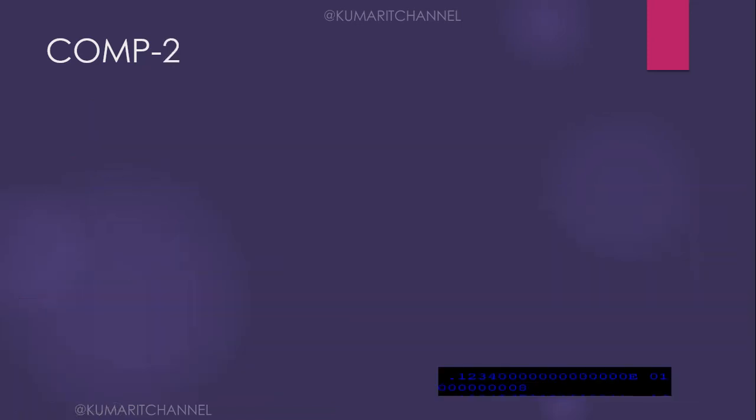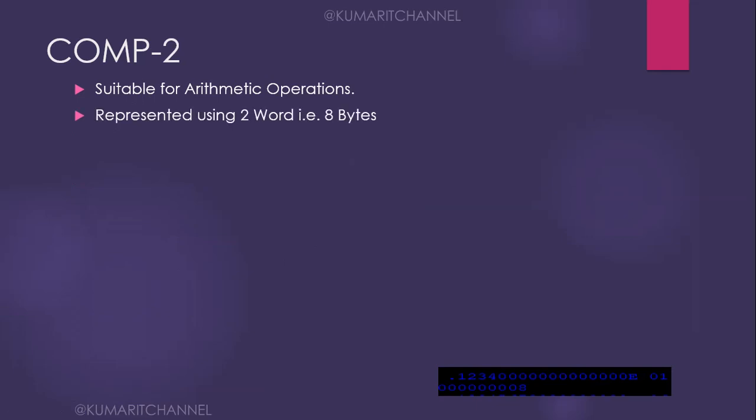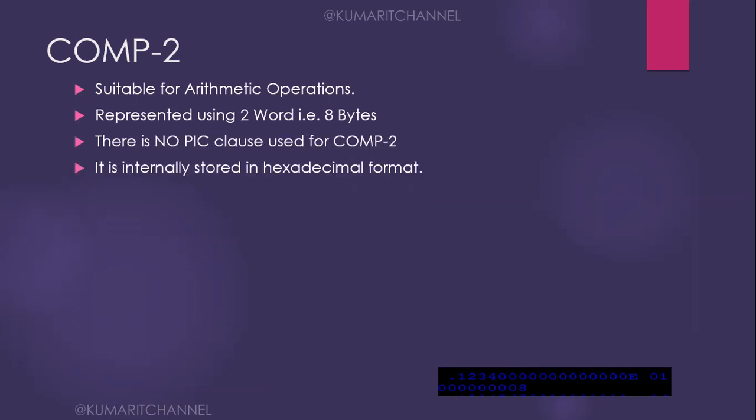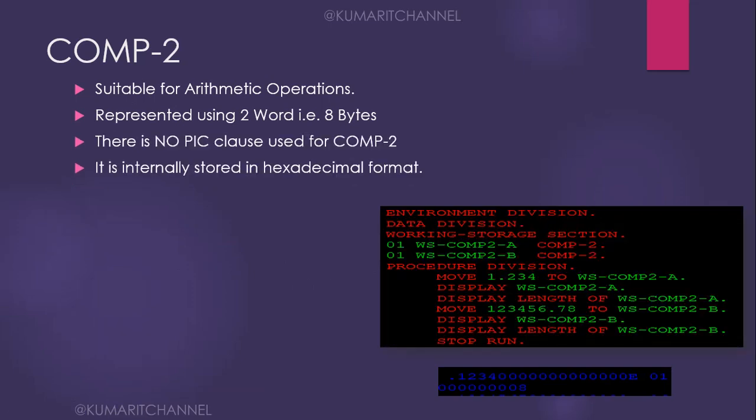Similarly, COMP-2 is suitable for arithmetic operations, and there is no picture clause. It is 2 words, which means 8 bytes, and it is internally stored in hexadecimal format. The simple change I have done is, instead of COMP-1, I have coded it as COMP-2. I printed and checked the size of the same value, but taken as COMP-2, and you can see 8 bytes. It has taken 8 bytes, and you can see the zeros are also increased.